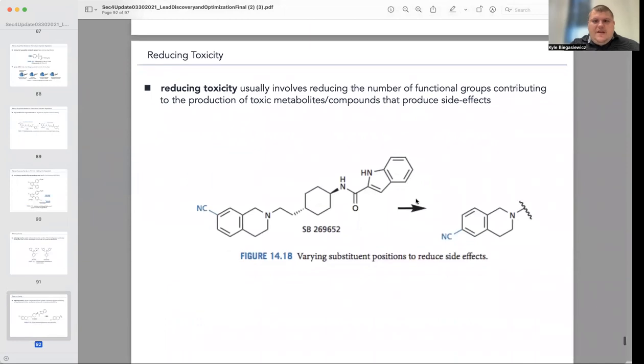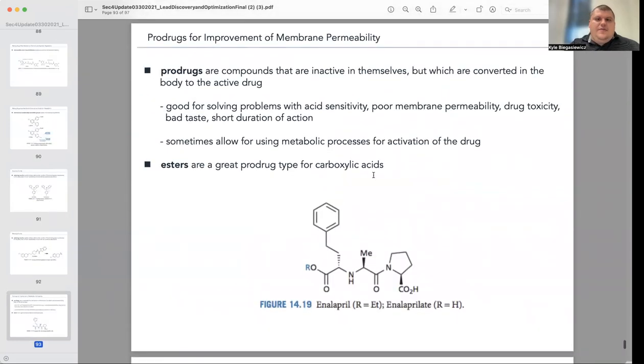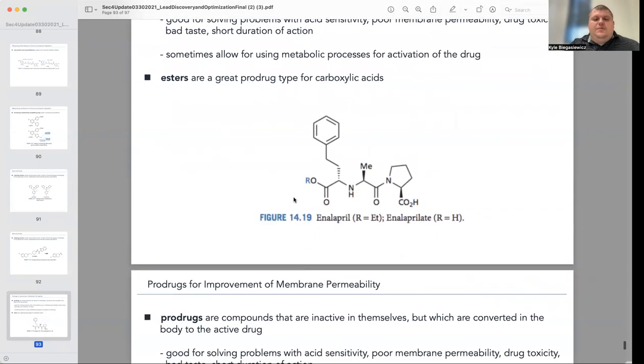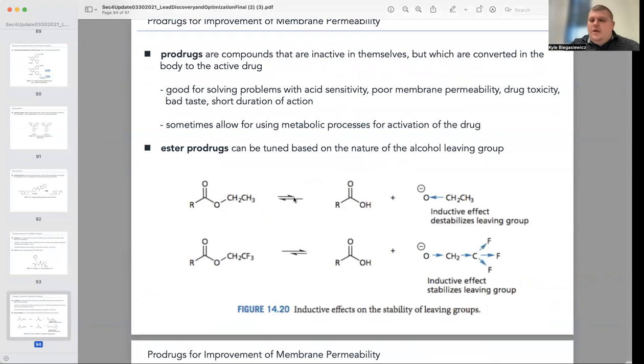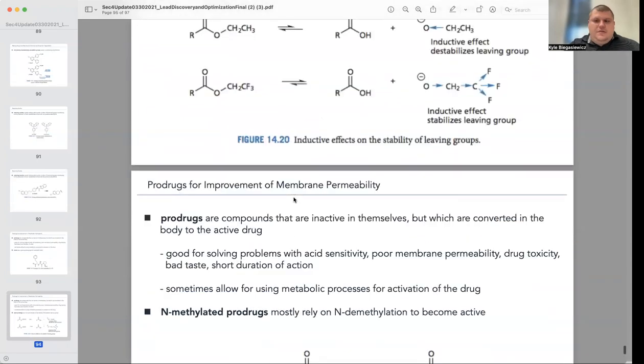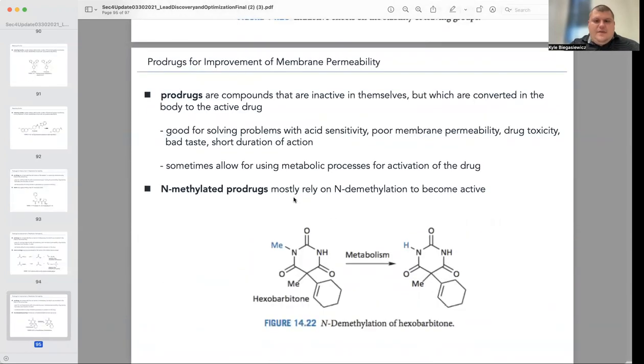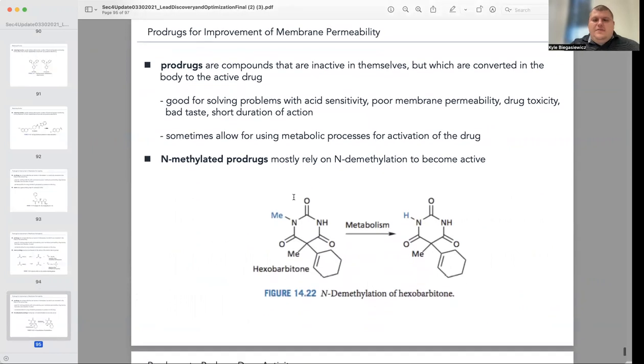92, not particularly important. 93, I would star prodrugs, really important, and it's typically an ester, right? Trying to sweeten the molecule so that you can take it orally, for example, and then it gets metabolized into its active form as it goes through the body. 94, important. 95, important is N-methylated prodrugs. It's a really great type of example of something that I might use on the exam.